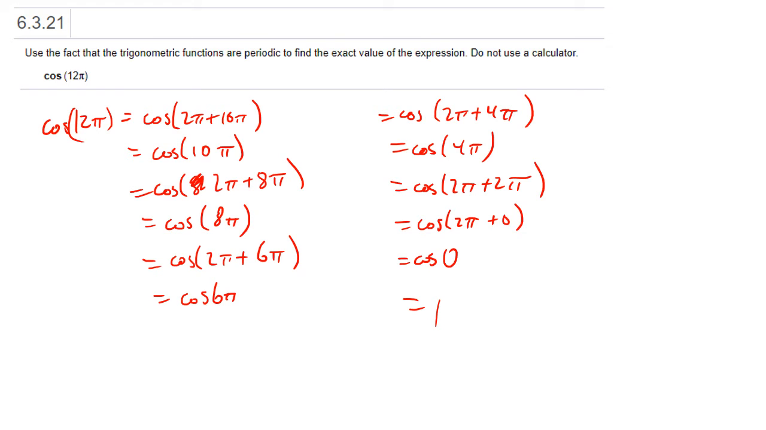Alternately, you could have just looked at the beginning and said 12 pi. Well, that's 2 pi times 6. That's go all the way around the circle 6 times and end up exactly where you started, pointing at the point 1, 0. The x-coordinate is 1.